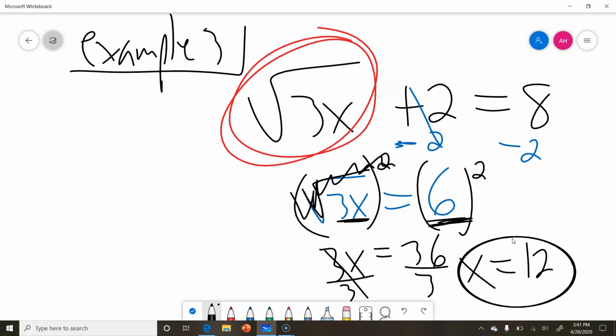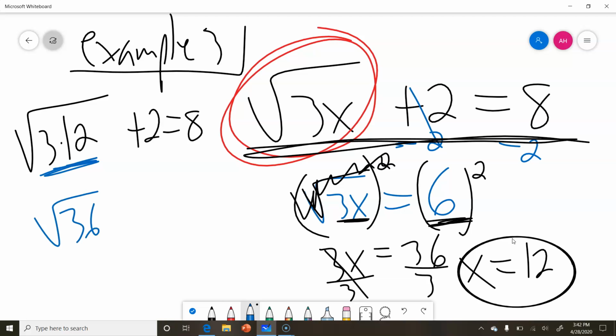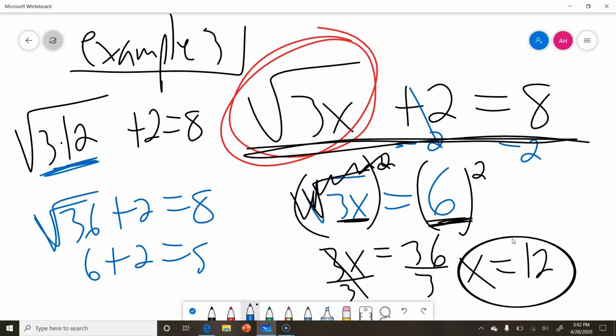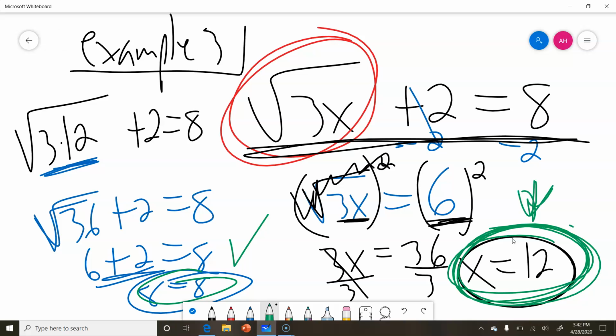Now the way I check it is I come back up here with this equation, and I do the square root of 3 times 12 plus 2 equals 8. Okay? Now what is 3 times 12? Well, that's 36, and I have the square root of 36 plus 2 equals 8. What is the square root of 36? That's 6, plus 2 equals 8. And 6 plus 2 is 8, so 8 equals 8, which means the answer is x equals 12. So don't write 8 equals 8 as your answer. That just proves, cha-ching, that we did it. This right here is how you write your answer. X equals 12. Okay, let's do a similar one.